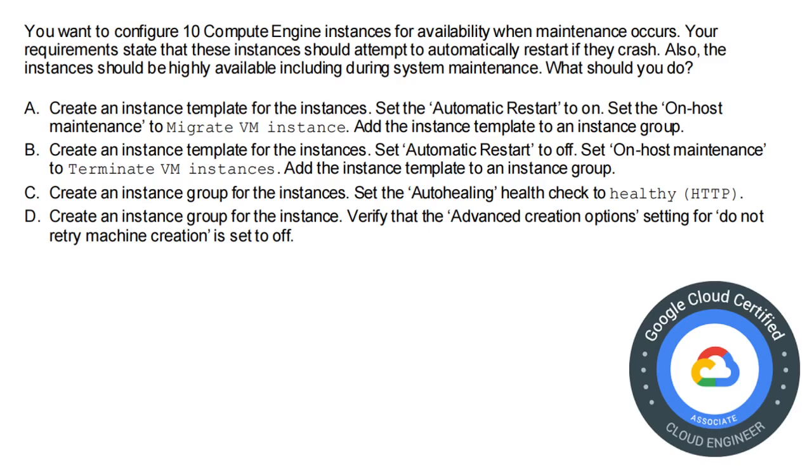So the main question that is asked here is, you have to take care that the system is available during maintenance. Okay, so the correct answer for this is option A. What you can do is create an instance template for the instance, set the automatic restart to on, set the on host maintenance to migrate VM instances, and add the instance template to the instance group. So basically the main catch over here is you have to set the automatic restart to on. So whenever the maintenance is going on, it will not shut down.